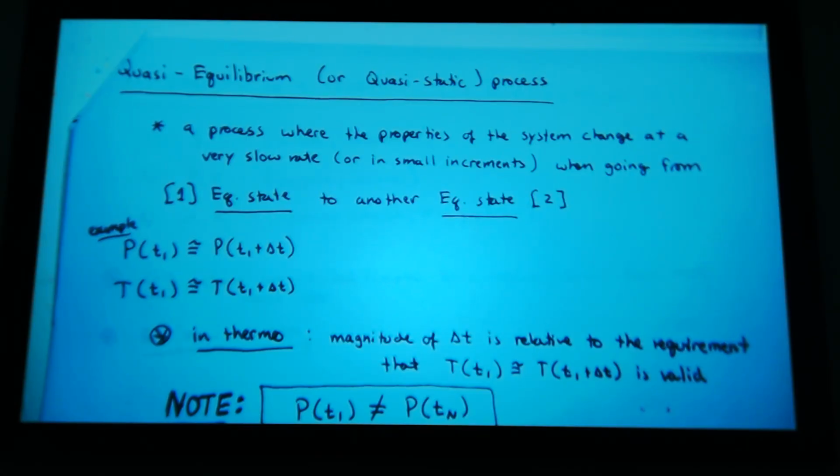Now, I don't want to say anything dangerous, but I'll just say it. If I put a bomb in the room and it goes off, we could see that that explosion is not quasi-static, not quasi-equilibrium, right? There's going to be sudden changes.